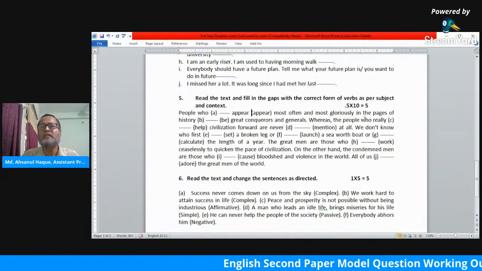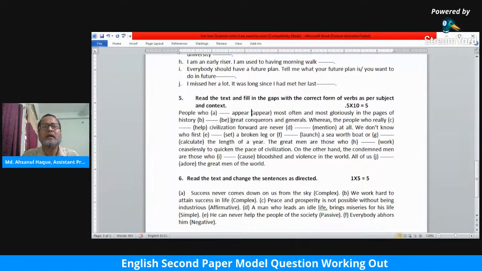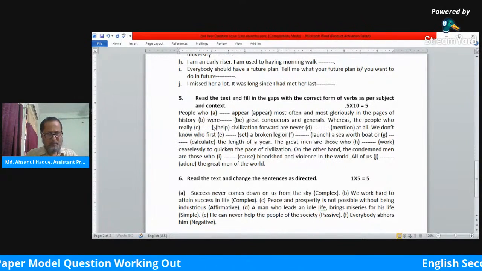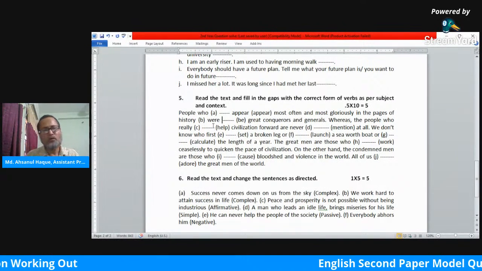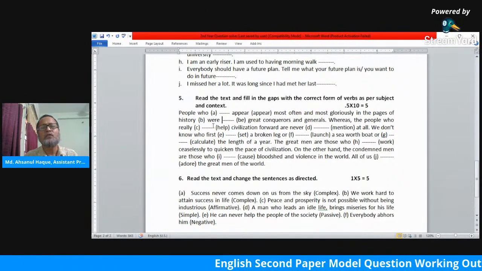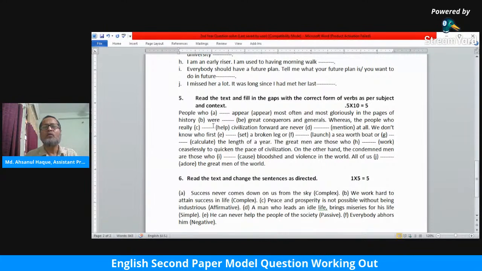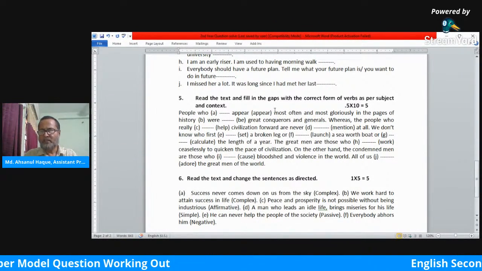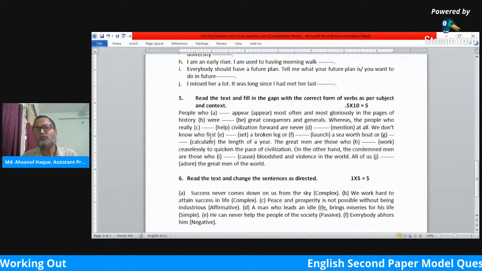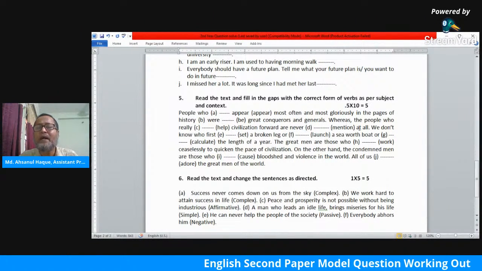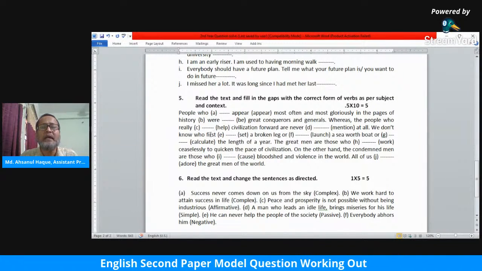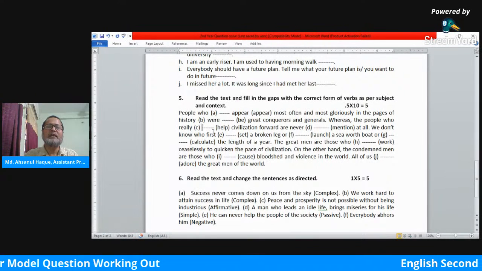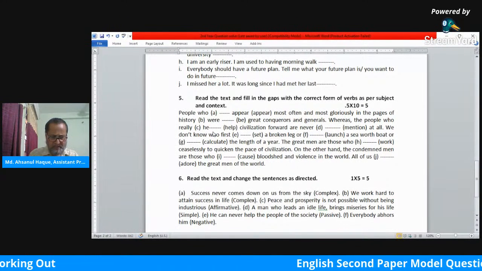Most often and most gloriously in the pages of history, actually there should be past tense because they are no more living, they are already dead. So were great conquerors and generals in the past. But in the pages of history we see them. Anyway, whereas the people who really help civilization, all the time they help, so they should be present indefinite tense.